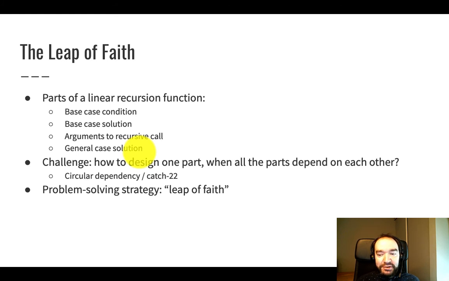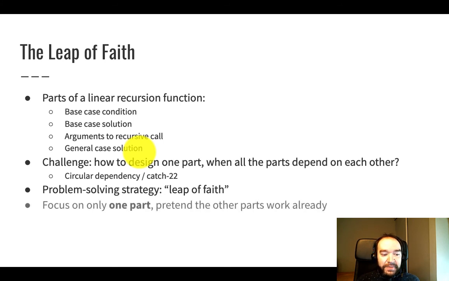Here's one strategy for breaking out of that infinite loop or infinite recursion. It's to make kind of a leap of faith about this. So focus on just one of these parts that you feel like you can deal with and pretend that the other parts already work. So let's say we decide we're going to focus on the base case condition. When do we decide that we're in a base case? While we're doing that thinking, pretend everything else works. Pretend the base case solution works and the recursive call and the general case solution works. All I'm focusing on right now is deciding how do I know I'm in a base case.